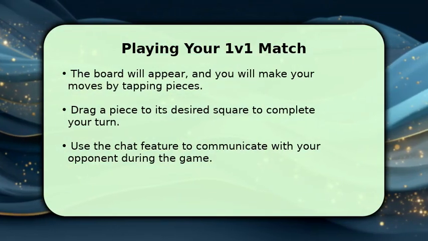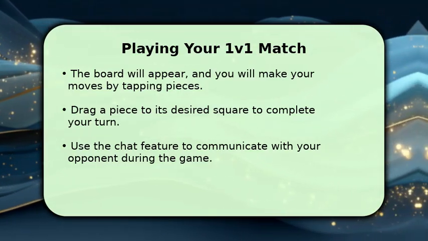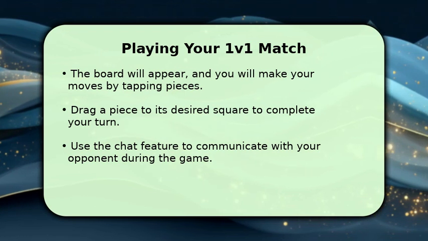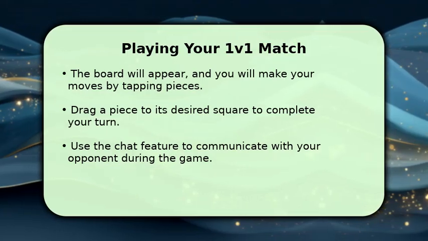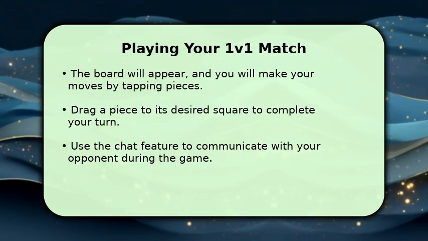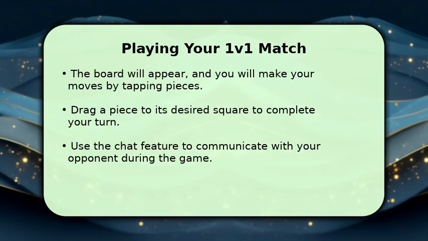Once your match begins, the chessboard will appear on your screen. To make a move, simply tap the piece you wish to move, then tap its destination square. Alternatively, you can drag the piece directly to its new position. Your opponent will then make their move. You can also use the chat feature, typically found at the bottom or side of the screen, to send messages to your opponent during the game.